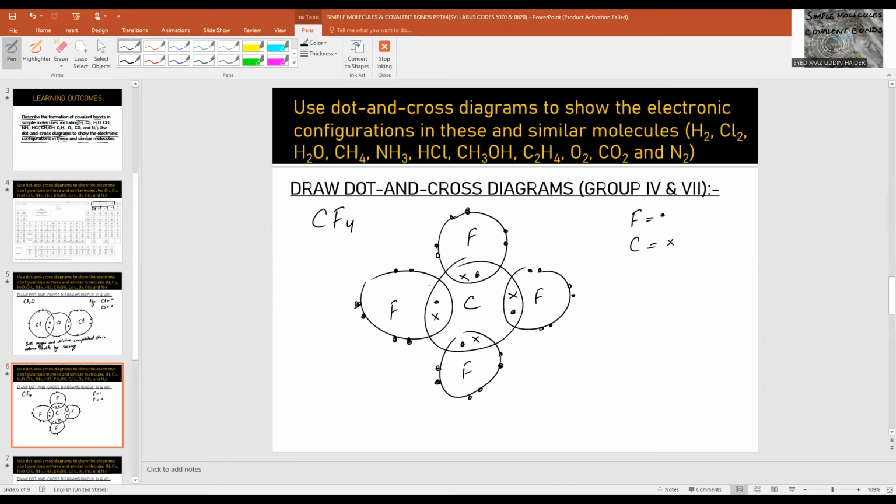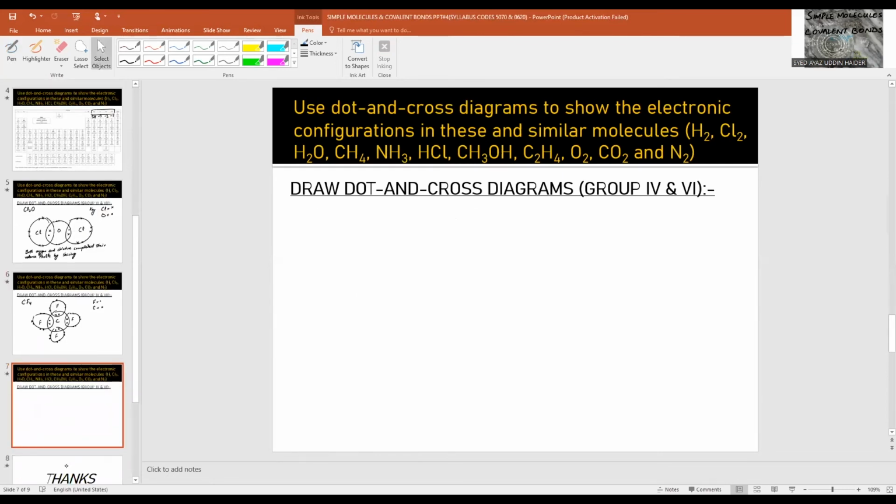You see, each of these atoms has completed its valence shell. They all have 8 electrons in their valence shell, which means their valence shell is complete. They have just completed their valence shell, or you can say acquired the electronic configuration of inert gas or noble gas. Let's work out the dot and cross diagram between carbon and oxygen.